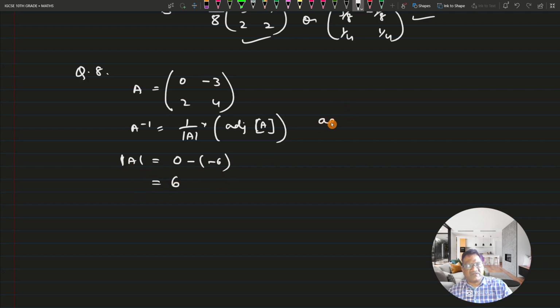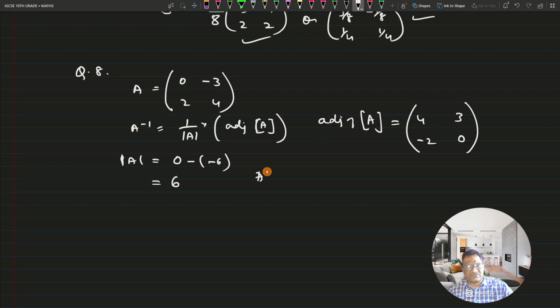Now let us find out the adjoint of this matrix A. Adjoint will be by the shortcut method. You have to swap this position, so there I'll put a 4 and here I'll put 0. And along this diagonal you have to change the sign. So minus 3 will become plus 3 and this 2 will become minus 2. So this is the adjoint.